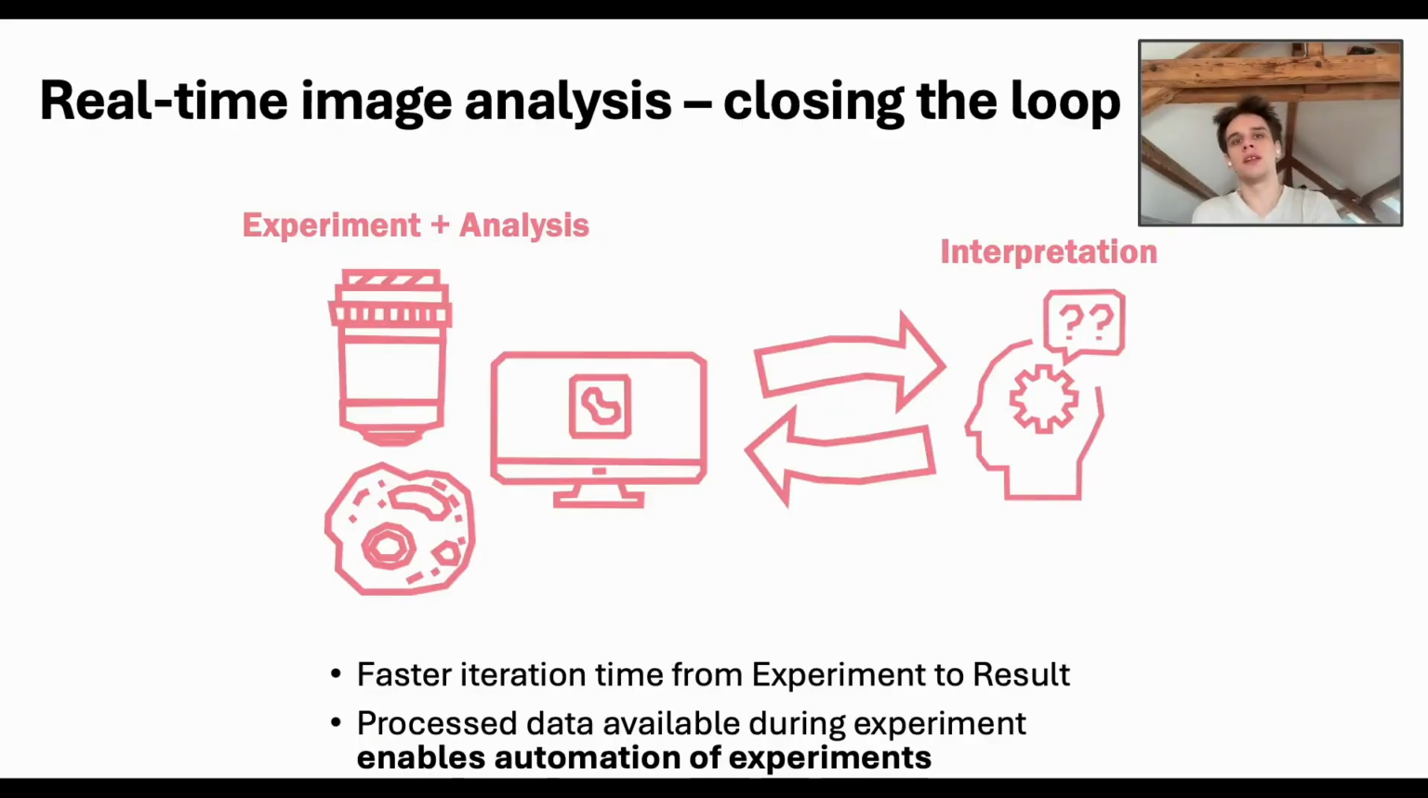And this gives us two advantages. One is that we decrease the iteration time because we don't have to do any post-processing of the data. But the interesting aspect is, of course, that we have the data available during the experiment to steer the experiment, so we can use it to control the microscope also in a clever way, in a feedback way that actually responds to the experiment.